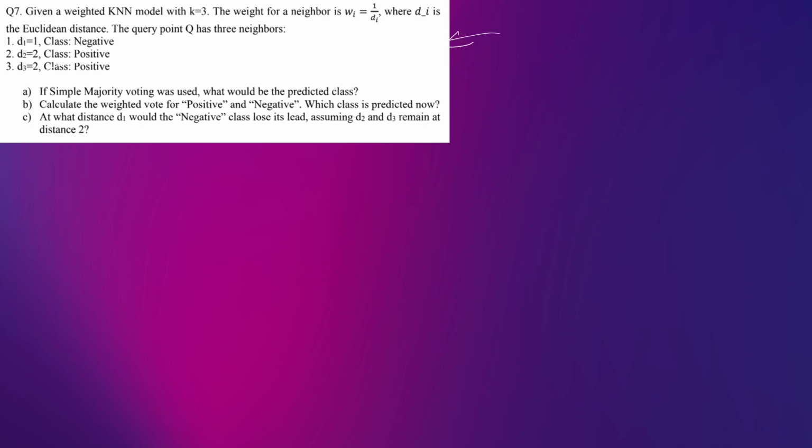White is not visible on white. That's why when I'm writing on the question, it may not be visible. So I'll start writing from here. If simple majority voting was used, what would be the predicted class? Now, basically, in simple majority voting, each neighbor gets one equal vote, regardless of their distance.